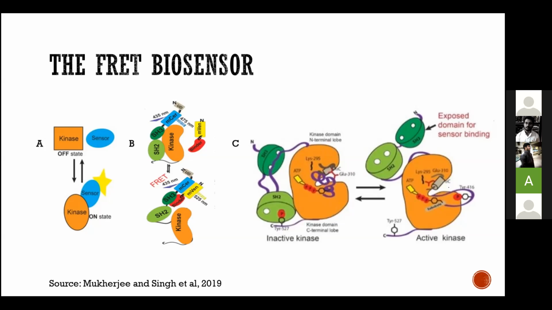So they went on to make the whole biosensor. You can see the kinase in orange, and it obviously has components SH2 and SH3.